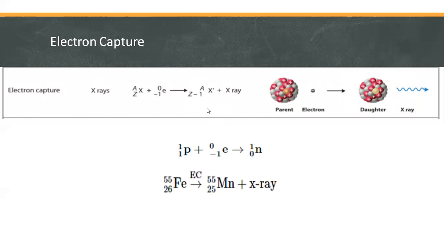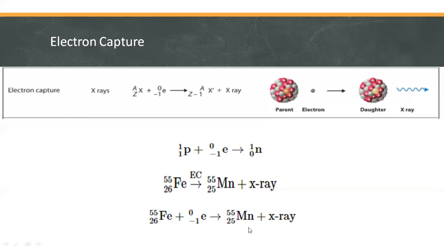So for example, iron-55 decays by electron capture. EC stands for electron capture, to form manganese-55, which is often written like this. So the atomic number of the parent and the daughter nuclei differ, although the mass numbers are the same. So the balanced nuclear equation for this reaction is this one.